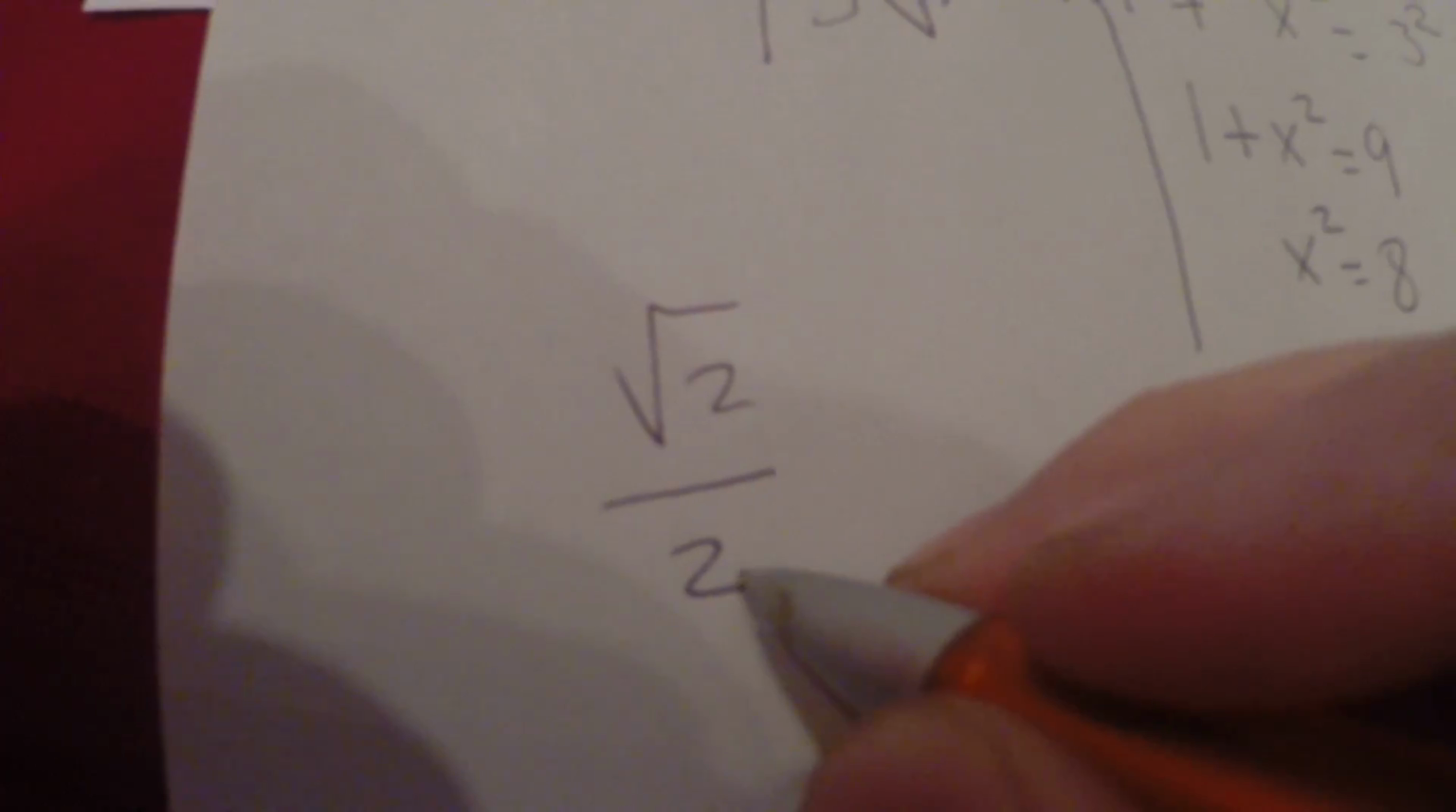Sorry, 2 square root 2 over 3. The opposite is 2 square root 2. Hypotenuse is 3, so 2 square root 2 over 3.